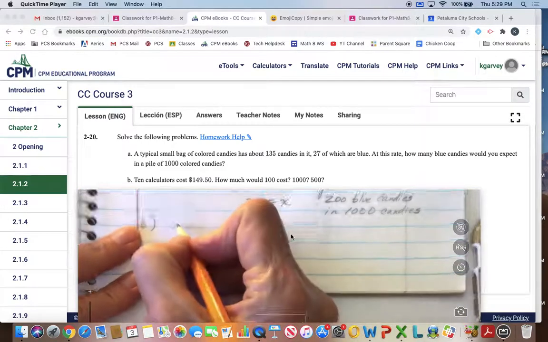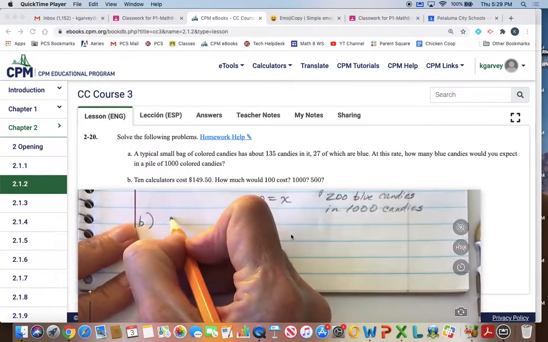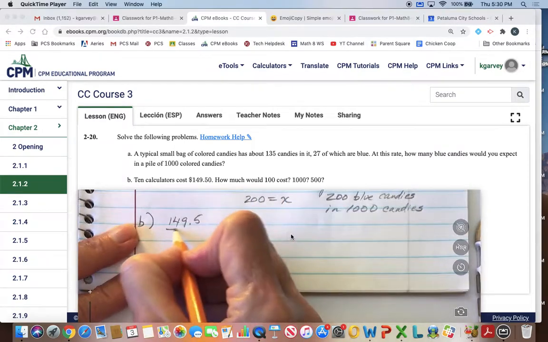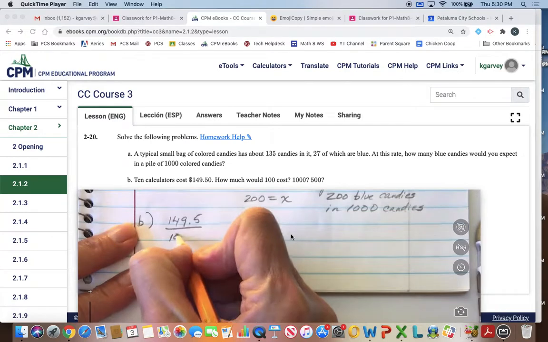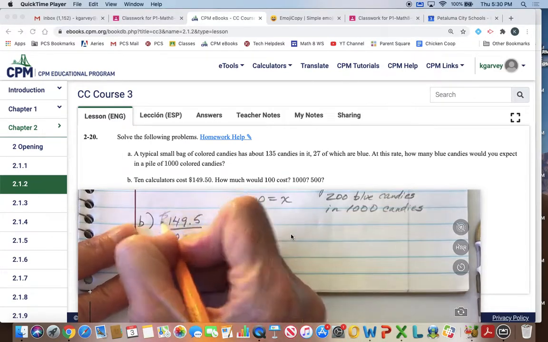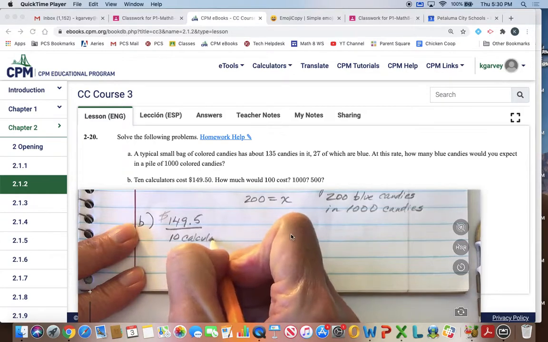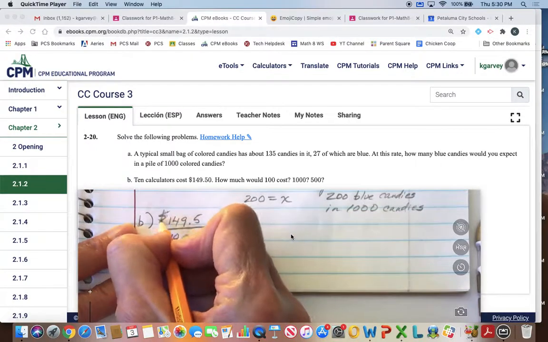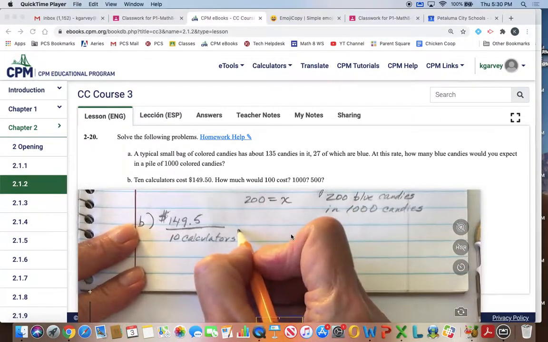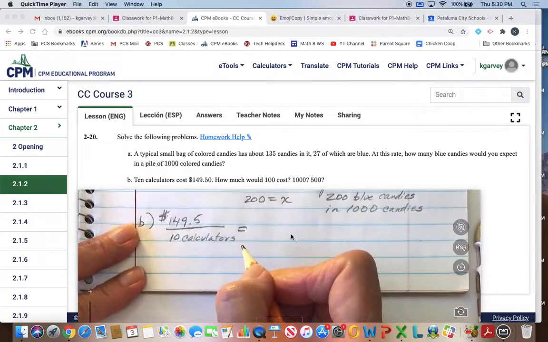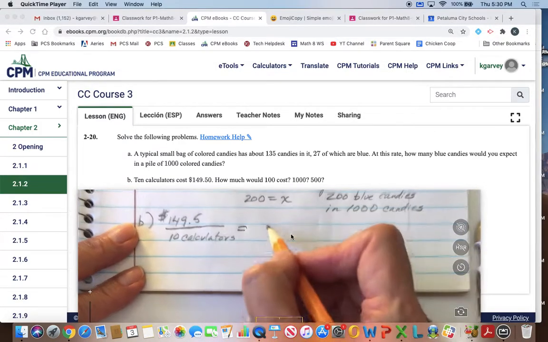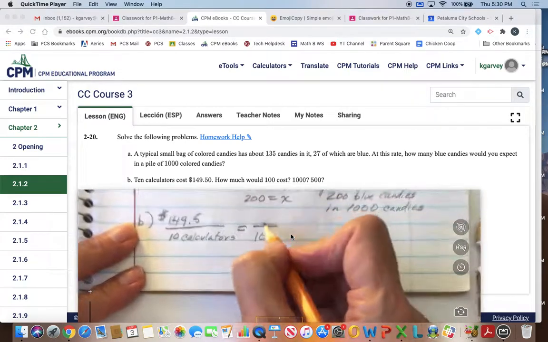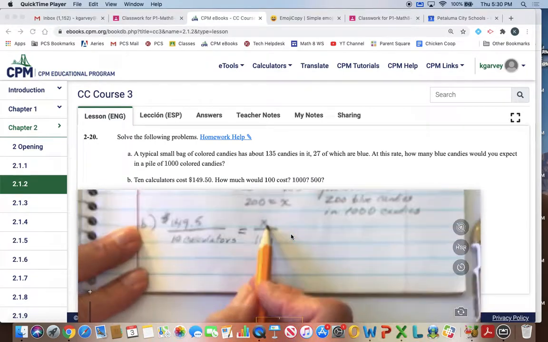So if we could say that 149.5 is the price of these 10 calculators. Okay, so that's one ratio. And then if we wanted to find out how much 100 would cost, we would put 100 calculators down here, and then we would need to find X.